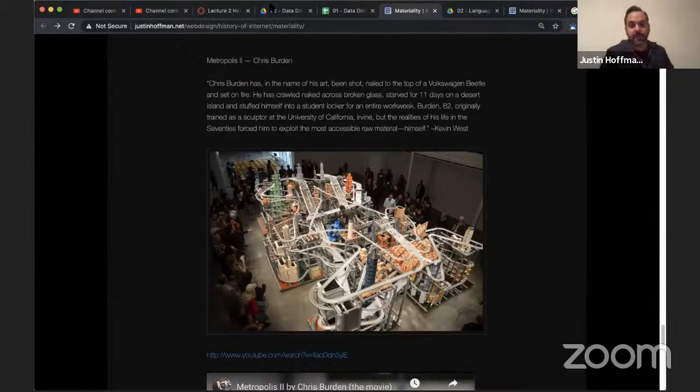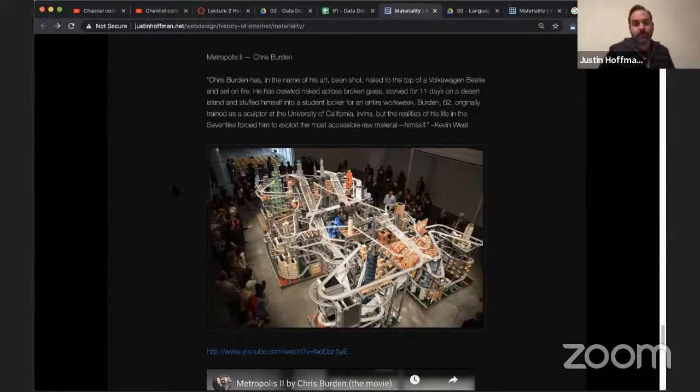So then the next artist, another one of the greats, Chris Burden. Chris Burden has, in the name of his art, been shot, nailed to the top of a Volkswagen Beetle, and set on fire. He has crawled naked across broken glass, starved for 11 days on a desert island, and stuffed himself into a student locker for an entire work week. Burden, 62, originally trained as a sculptor at the University of California, Irvine, but the realities of his life in the 70s forced him to exploit the most accessible raw material, himself.